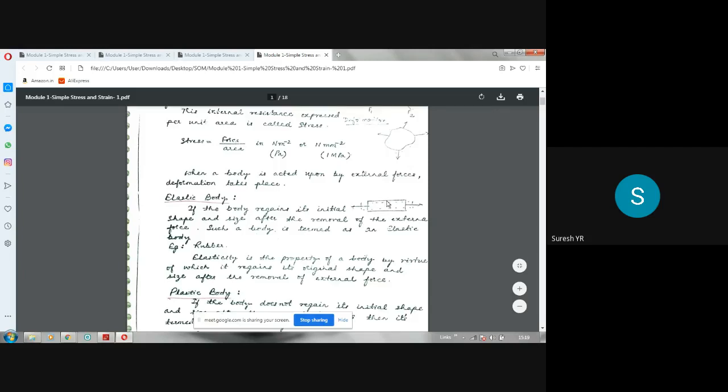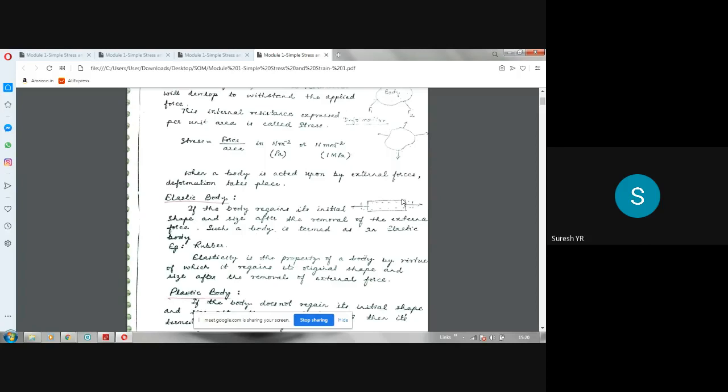As a simple example, if you take a bar of rectangular or circular section, something like this, and it is subjected to tensile force, tensile stresses will develop within the body, and the length of the body will increase, and the diameter or lateral dimension, maybe width or depth, will reduce. So if elongation is there in one direction, naturally in the other two directions you will have contraction. Once you remove the force, if it can regain its initial shape and size, then we say that the material is in elastic condition.